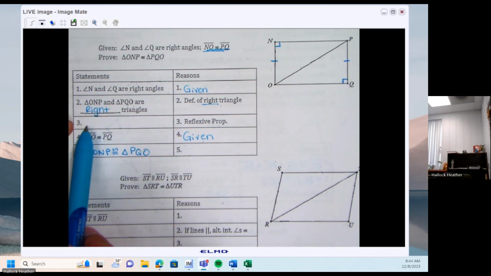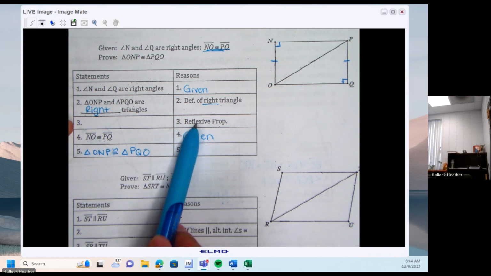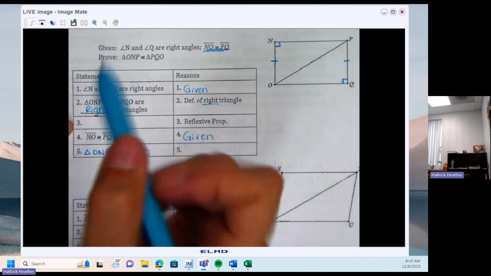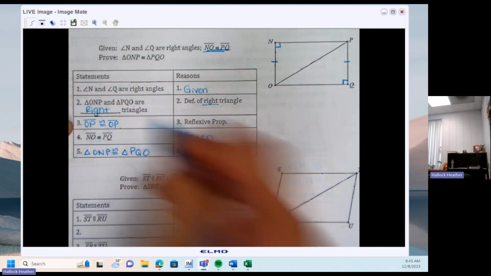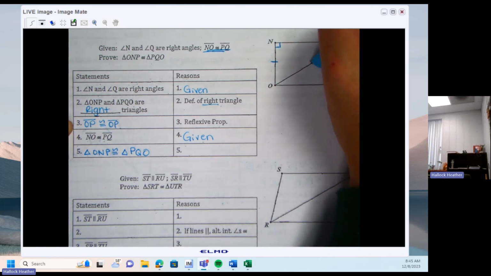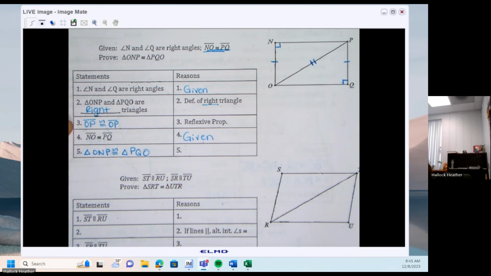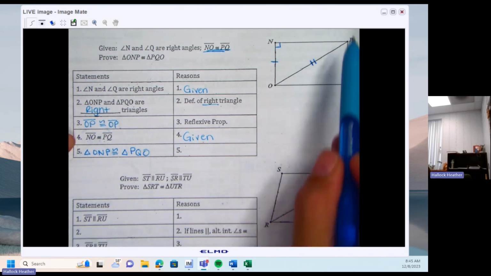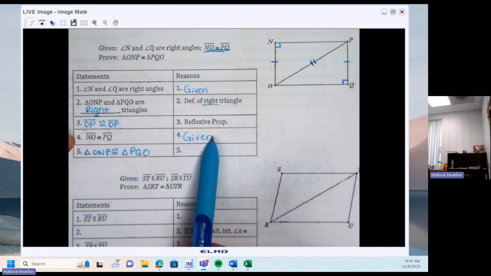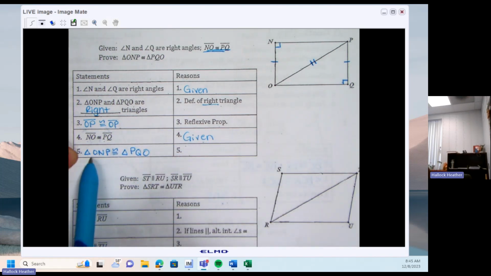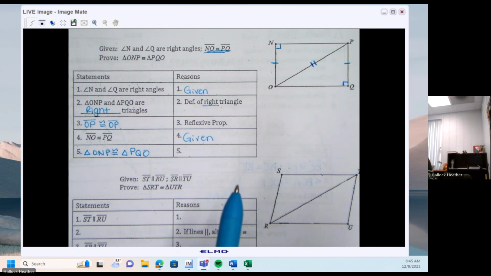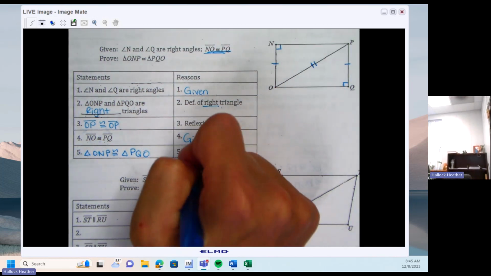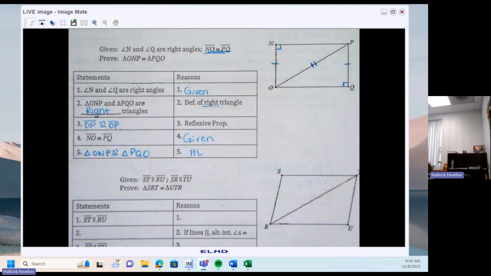3 is using the reflexive property. So what segment is shared between the two triangles? OP, and you could say PO, it doesn't matter, is congruent to OP. And then I'm going to add that to my picture. I'm not going to use 1 dash, I'll use 2 dashes because that's clearly longer than the other sides. I know NO is congruent to PQ because that's given already. And then what theorem out of the 5 theorems could I use to say that triangle ONP is congruent to triangle PQO? HL. So the last one would be hypotenuse leg because those are used for right triangles only.